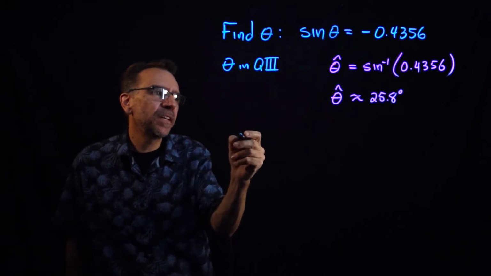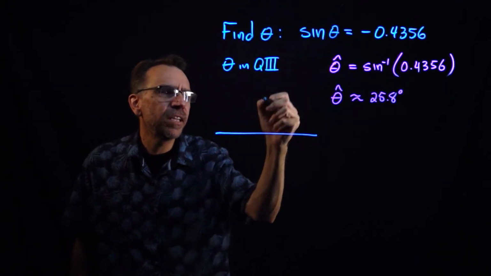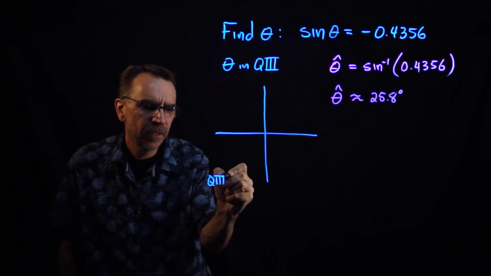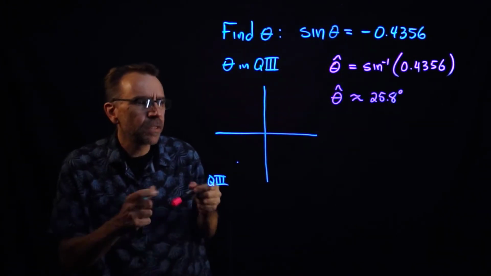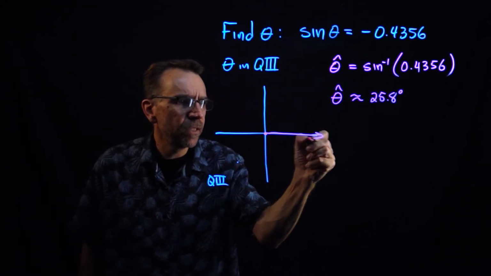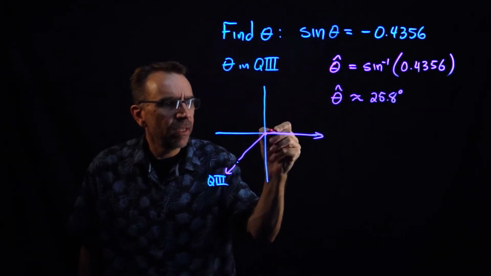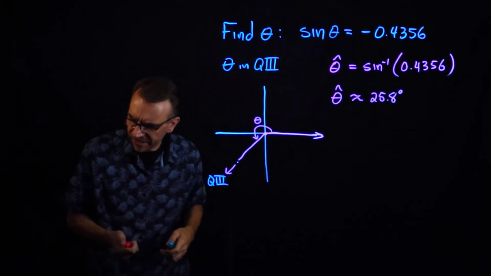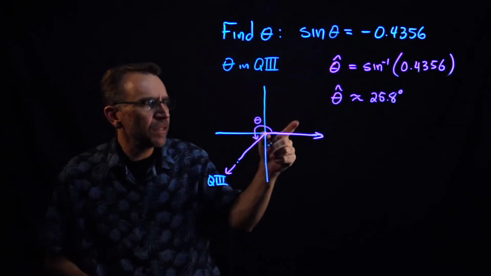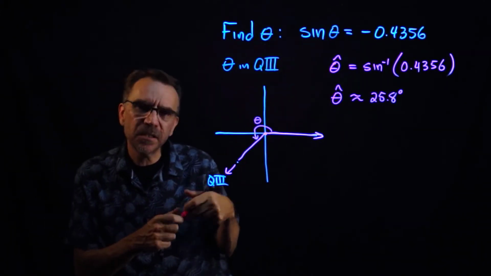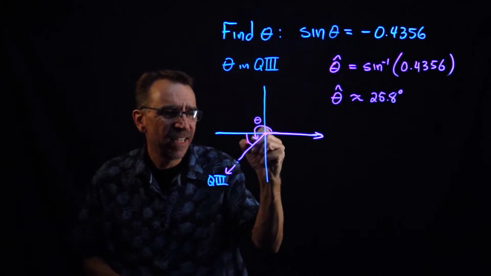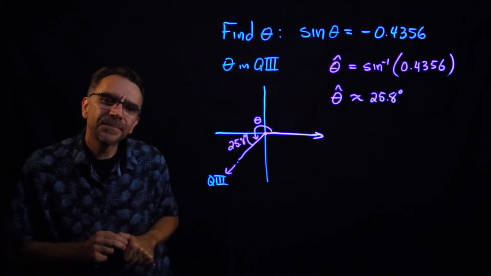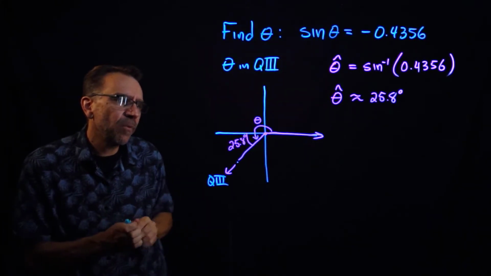Now they wanted us to figure out the angle that's going to give us that ratio in Q3. So Q3 is over here, and we'll draw an angle in standard position here. This is the angle we're after, the theta I want. The calculator gave me that reference angle, which is the positive acute angle made with the x-axis. So that's this one. Knowing that angle, I want actually theta.